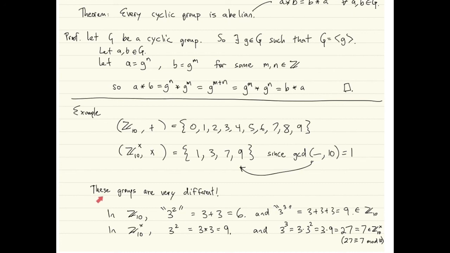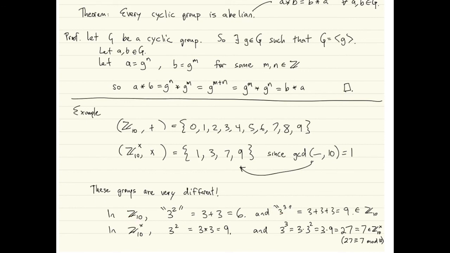Anyway, the point I want to make is that these groups are very different, even though the notation is very similar. First of all, they have different sizes. Z10 with plus has 10 elements. Z10 star, with the group operation multiplication, has 4 elements. Also to notice is that in Z10, what we sometimes write as 3 squared means 3 plus 3, because the group operation is plus, and that's equal to 6. And 3 cubed likewise is 3 plus 3 plus 3, which is equal to 9.